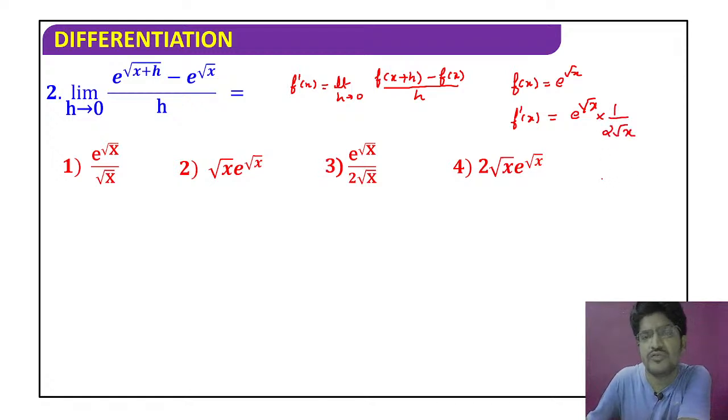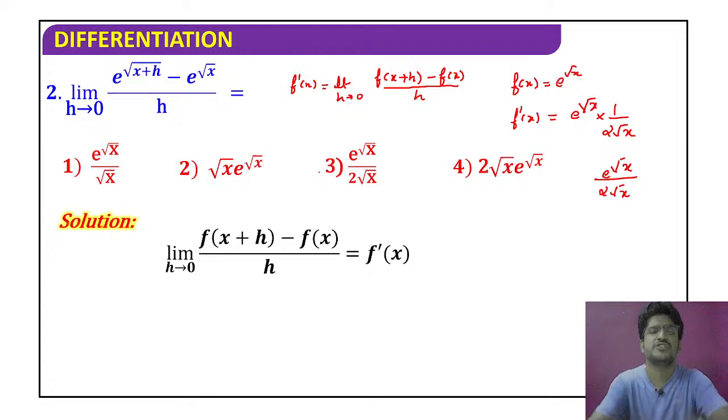Clear? So therefore e root x divided by 2 root x will be your answer. Clear? You can just go through it. See that this is in the first principle method. So this is the formula for your first principle method.